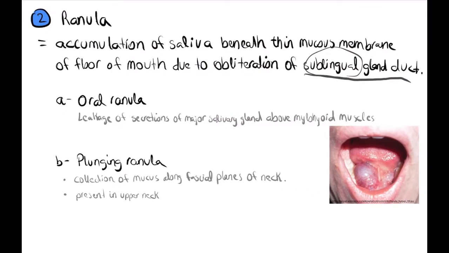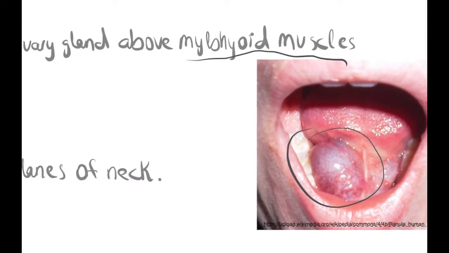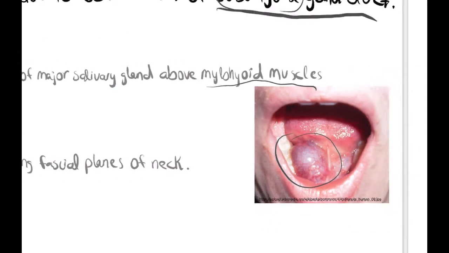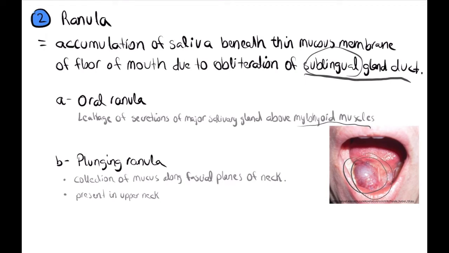So we have two types: the oral ranula and the plunging ranula. The oral ranula means we have a leakage of the secretions of a major salivary gland above the mylohyoid muscle. So you see it orally. If you see a swelling in the mylohyoid muscle area, this is mainly the oral ranula.